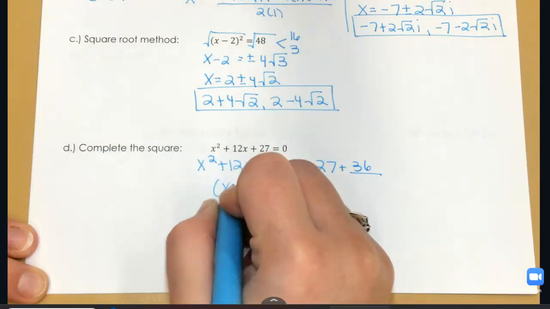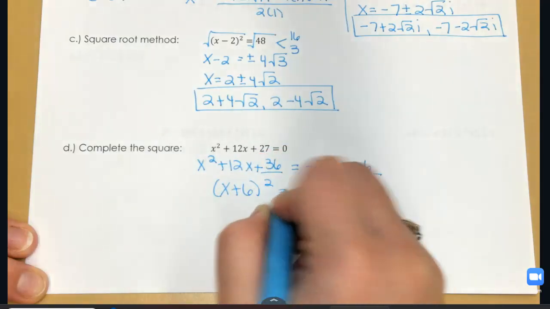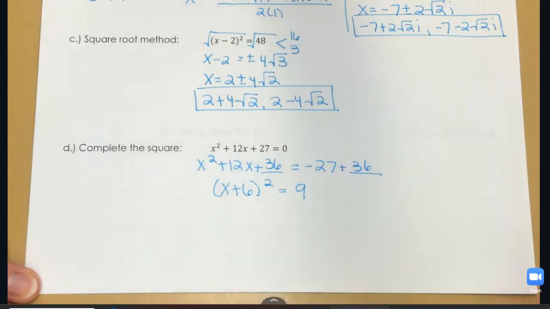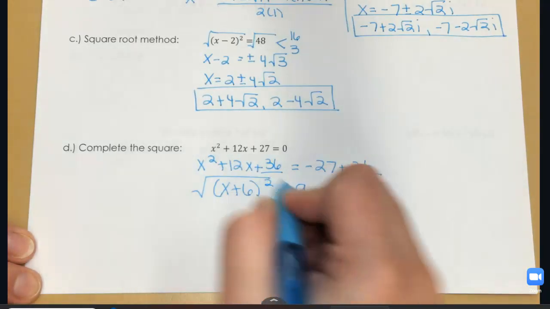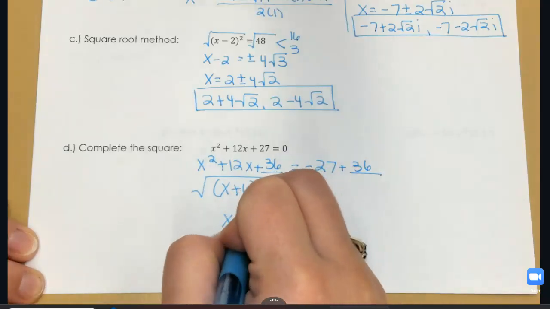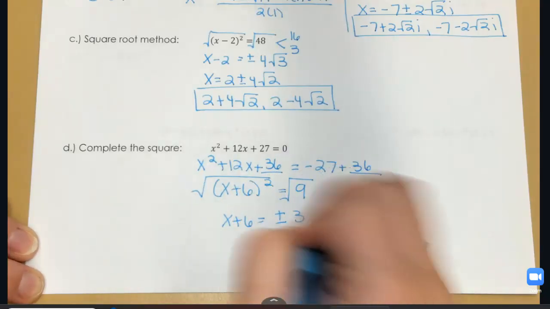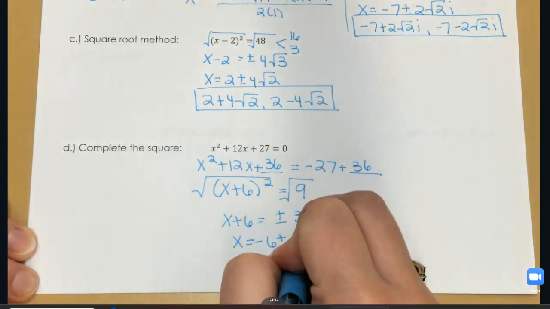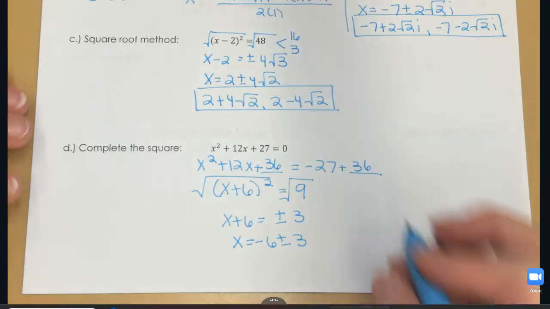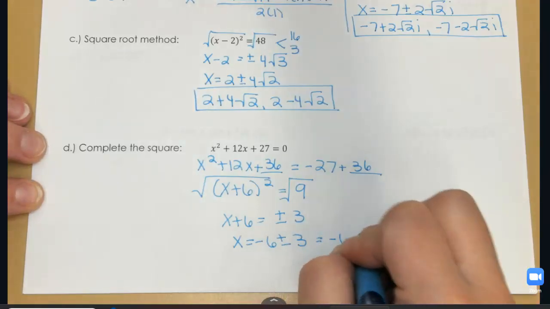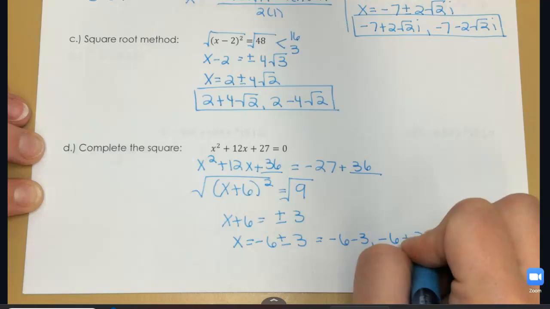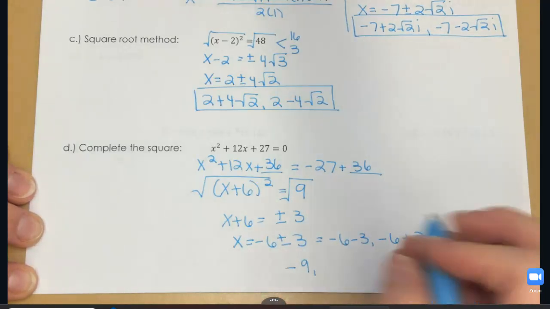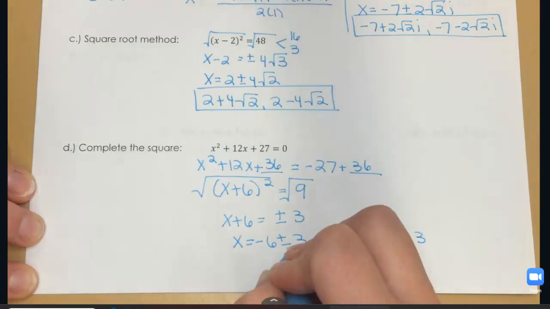So this factors to x plus 6 squared, and that's going to be equal to negative 27 plus 36 is 9. So now I can square root both sides, and I get that x plus 6 is plus or minus 3. Subtract the 6 to get x alone. And these are both whole numbers, so I need to actually do these operations. That's going to be negative 6 minus 3 or negative 6 plus 3. So negative 6 minus 3 is negative 9. Negative 6 plus 3 is negative 3.